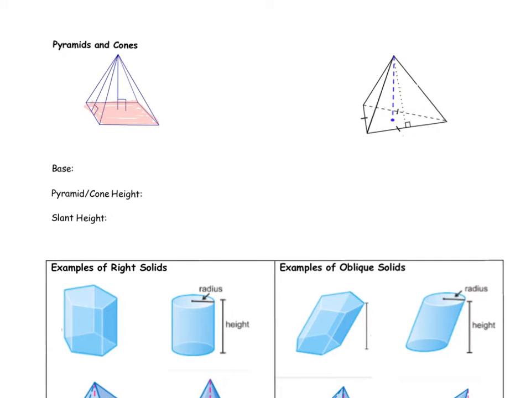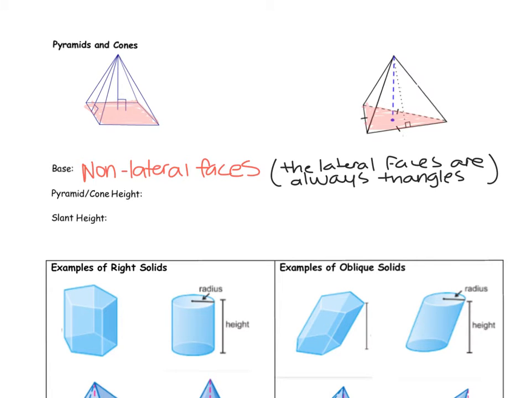The lateral faces are always triangles, and the base is not necessarily a triangle, although in this case we do have a triangular pyramid. The base also names the shape, so this one is a square pyramid, and the base of the second one is a triangle, so that is a triangular pyramid.